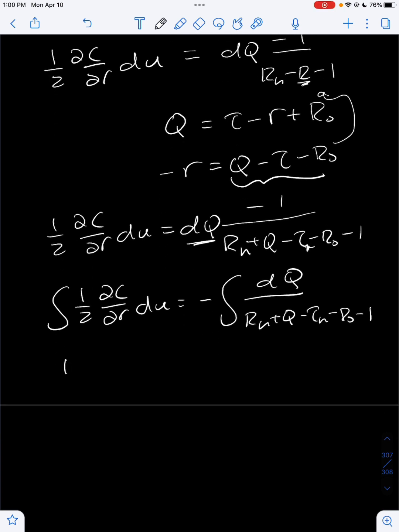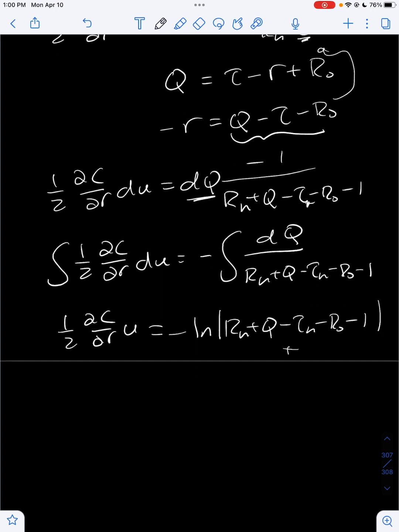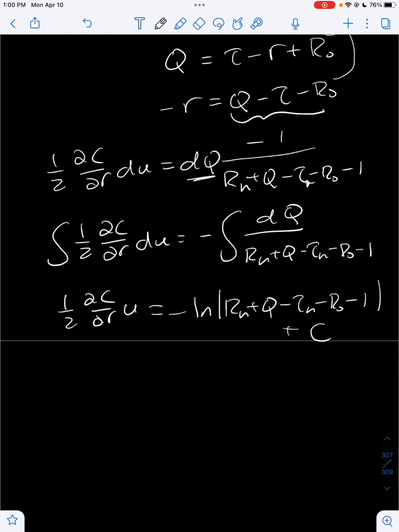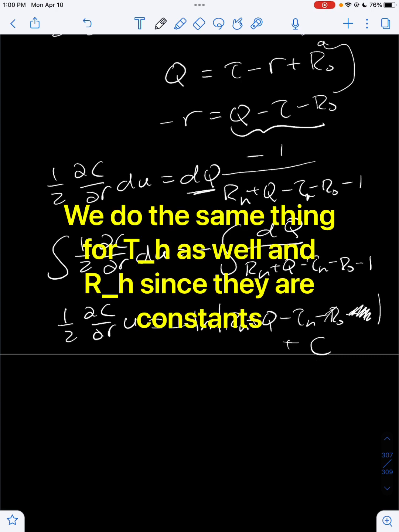Doing the integral, we're going to have 1/2 partial c over partial r times u, and then this is going to be minus natural log of r_h plus q minus tau_h minus r naught minus 1. Okay. So what do we do now, you may ask? Well, we're going to have a constant of integration plus c here, and I'm not sure if this is rigorous, but we kind of ignore this -1 for some reason and try to absorb it in that constant of integration. And then we can do the same thing for r naught.